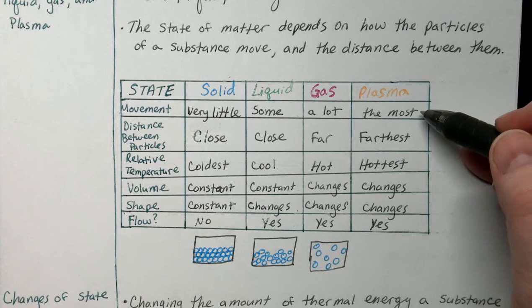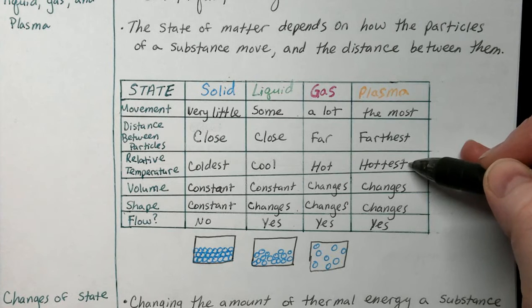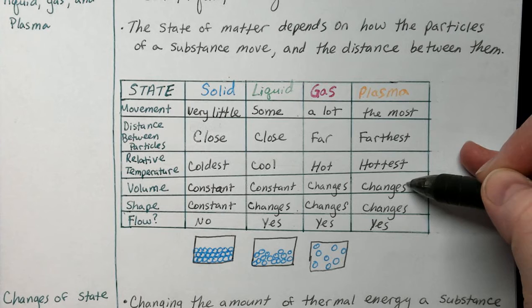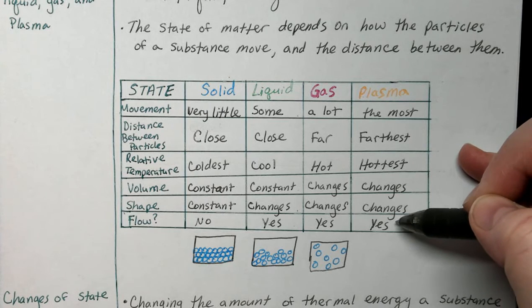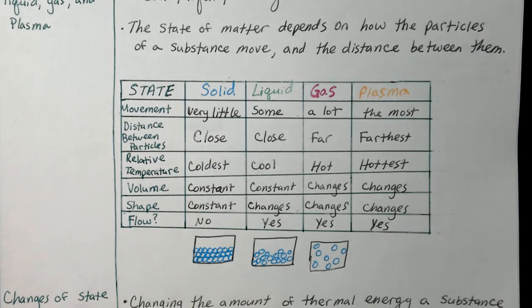Plasma state, it has the most movement. The particles are the farthest apart. It is relatively the hottest because it has been heated well beyond the gas state. Its volume will change, its shape will change, and yes, it flows. So plasma is like the bestest.